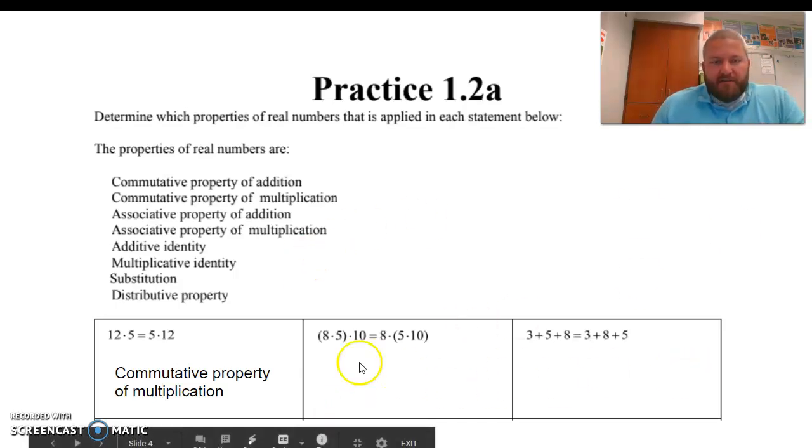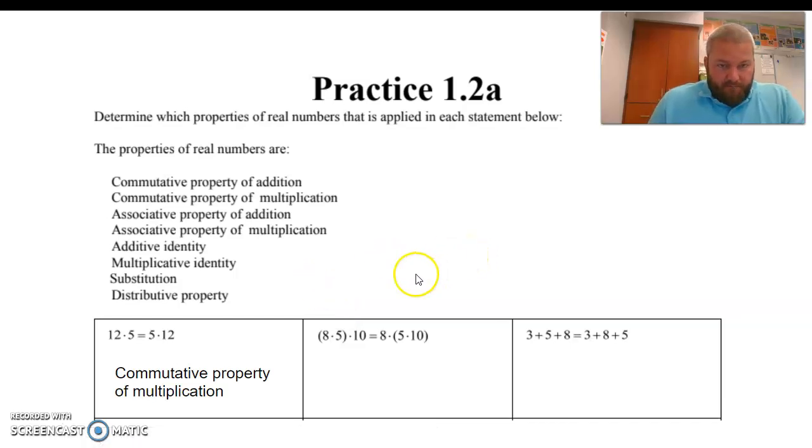Pause now and answer the next two before we move on. See if you can identify them. And when you're ready, let's take a look at the next one.